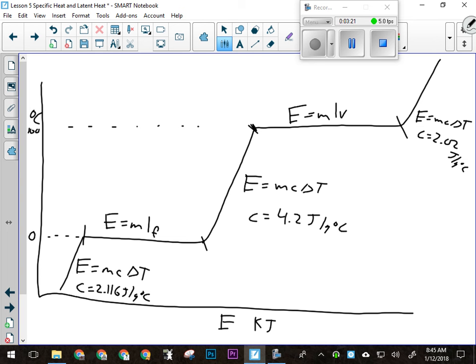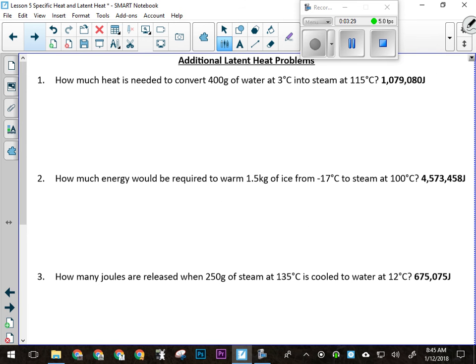Yes, we're only going to use this curve for water. Is that ringing a bell for everybody? Okay. Then I want you to try those three.